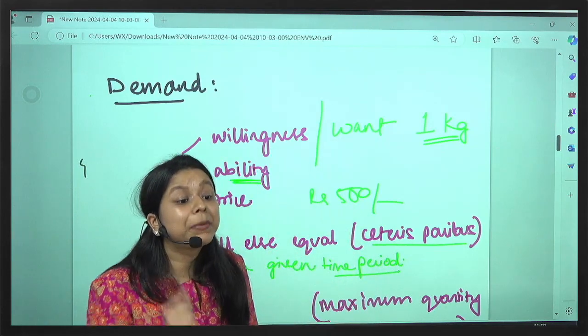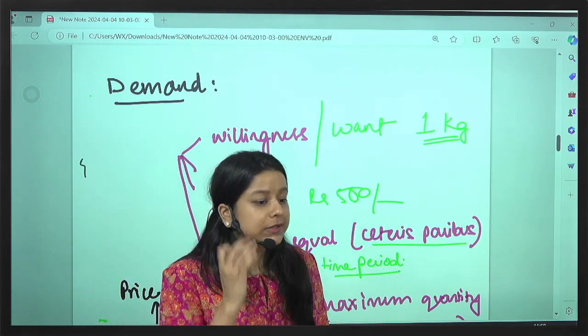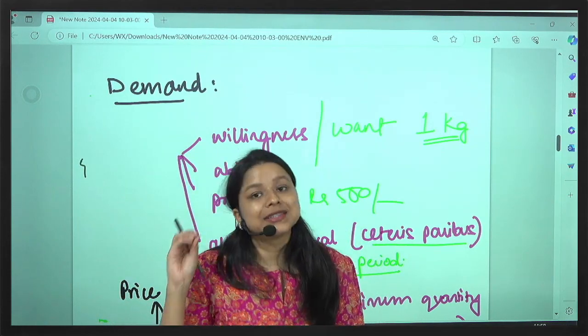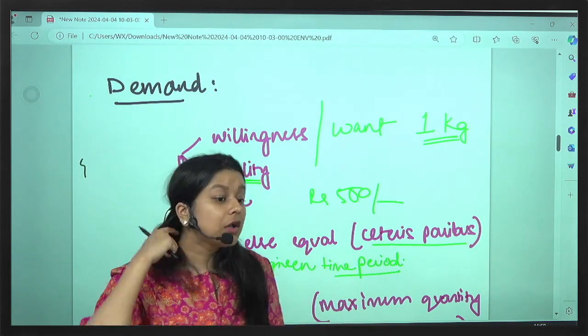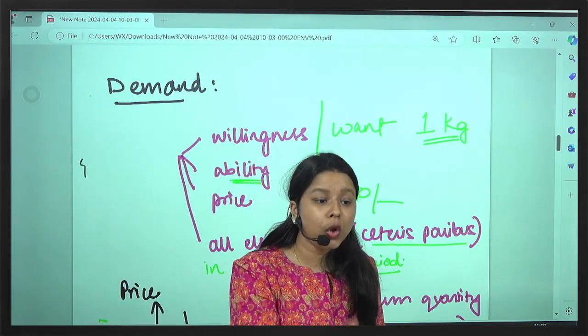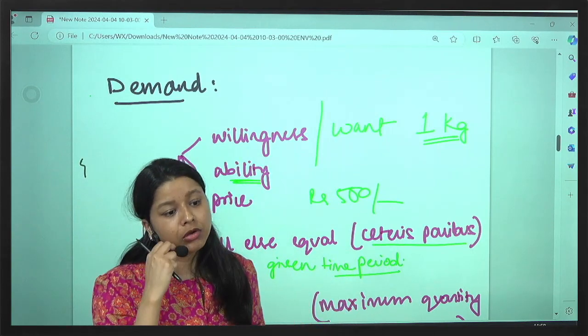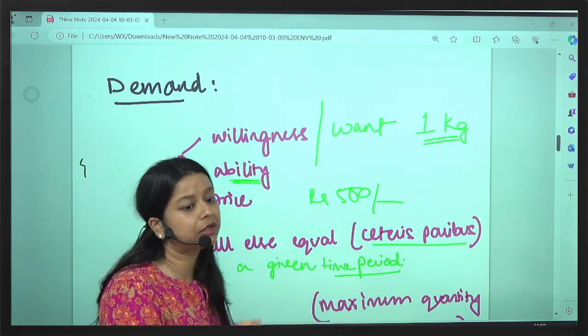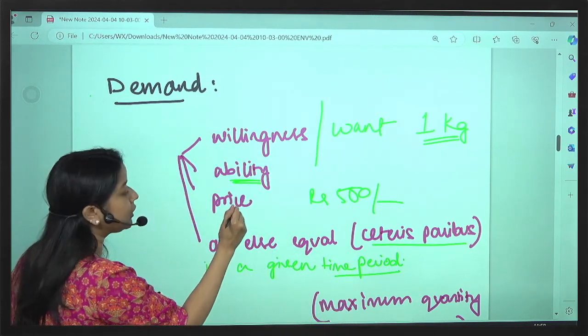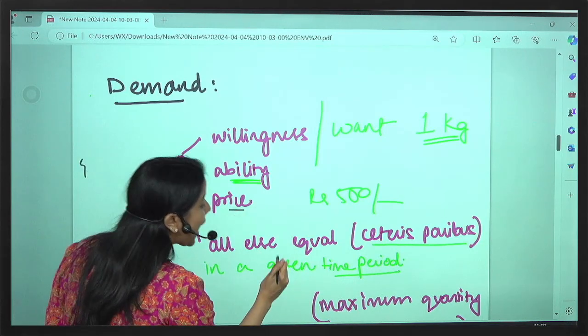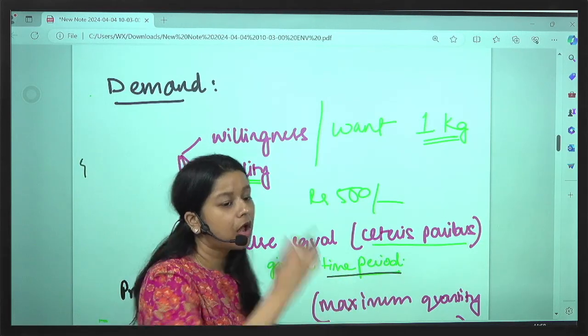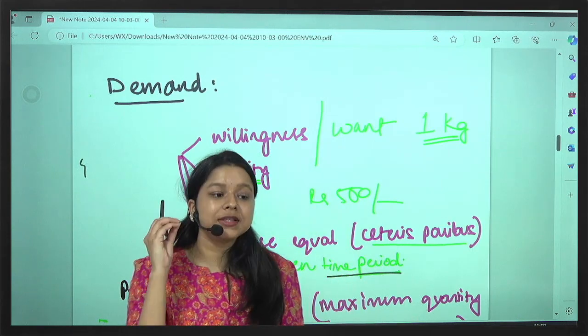I don't have the purchasing power. Then it's not considered as a demand. It's simply only considered as a want. There is no ability to buy the product. So it's only considered as a want. There needs to be ability, the price needs to be mentioned, and also the time period. All of these components define demand.